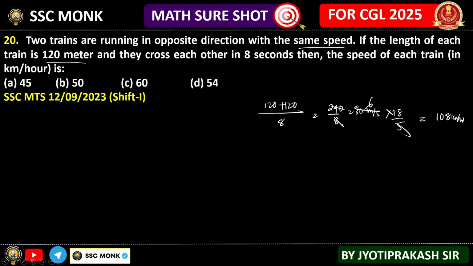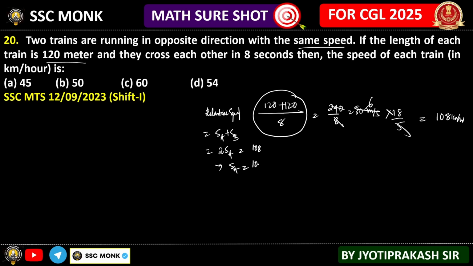Now you will say, sir, 108 kilometer per hour, this option is not there. So we have committed some mistake. No. What is this? Total distance by total time is equal to relative speed. Now here relative speed in opposite direction means speed of train A plus speed of train B. Both are equal, so I can write 2 times speed of A is equal to 108 km per hour, or speed of A is equal to 108 by 2, that is equal to 54 km per hour. Answer option D. Clear? This is the mistake that normally students commit over here because of being a bit in hurry.